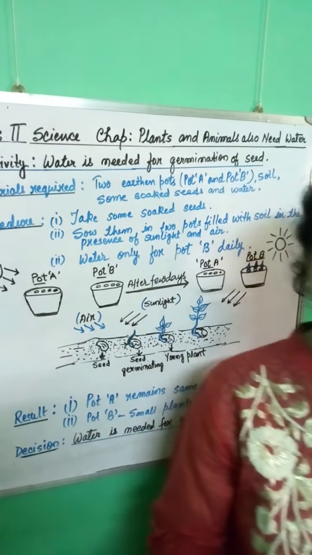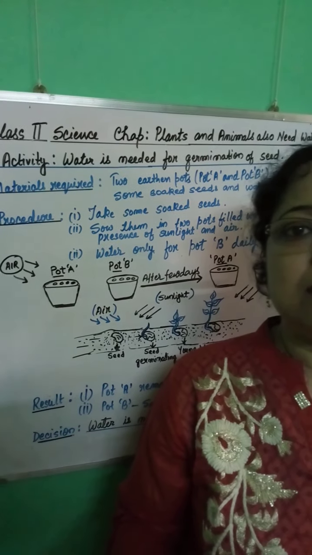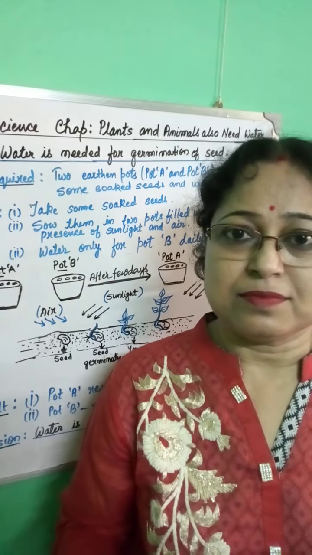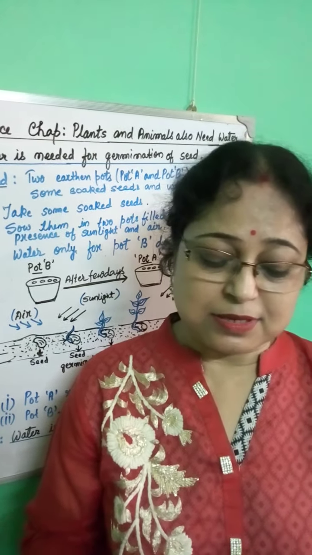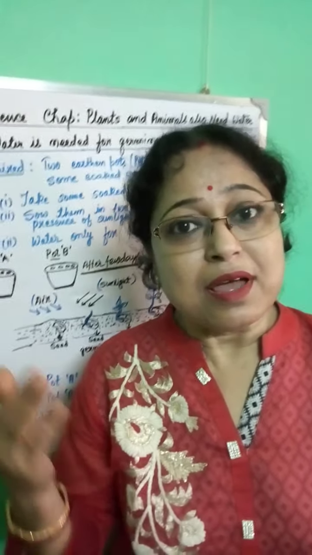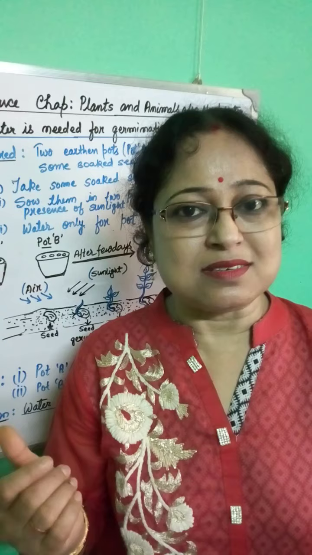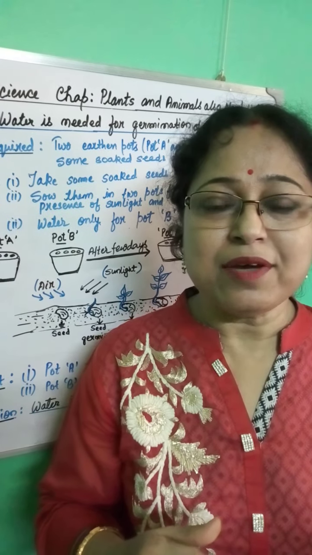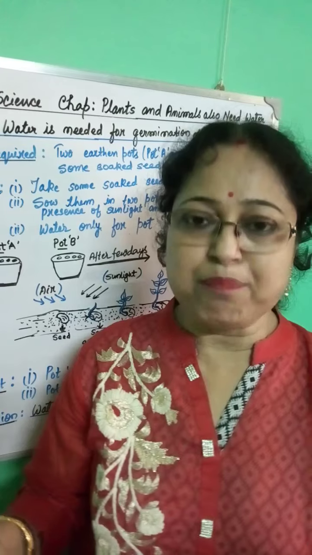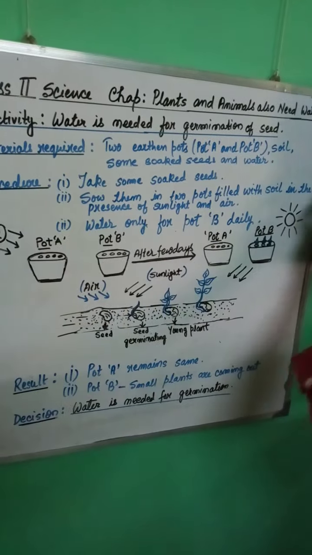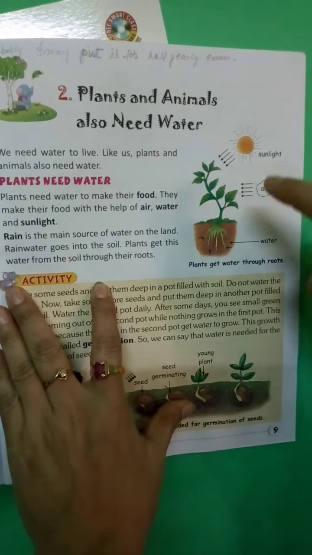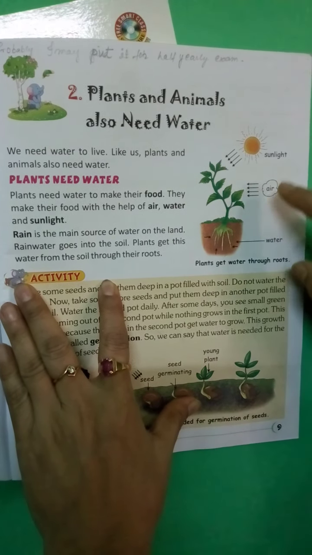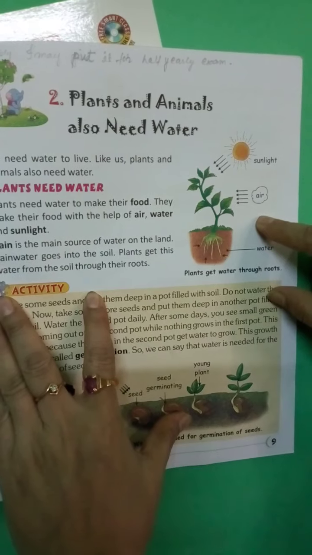As you know, students, we need water to live. People, human beings, need water to live. Like us, animals and plants also need water. Okay, students, I want to show you a picture. See the picture. Plants need water. See this diagram I have explained to you in previous classes.